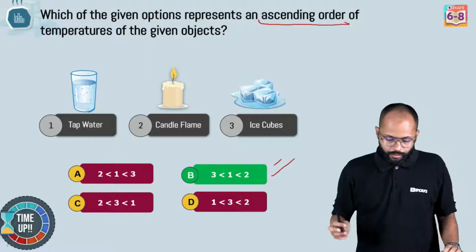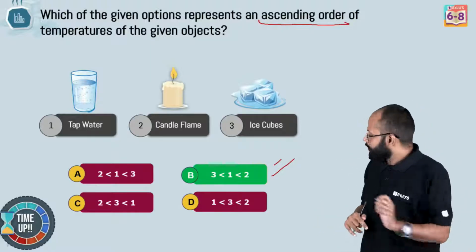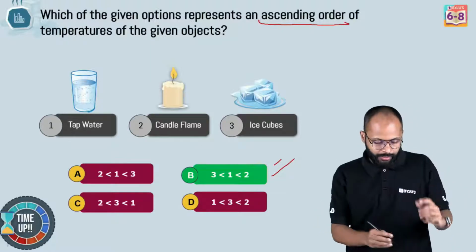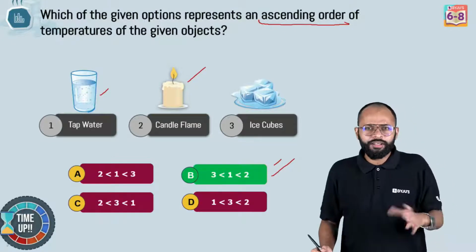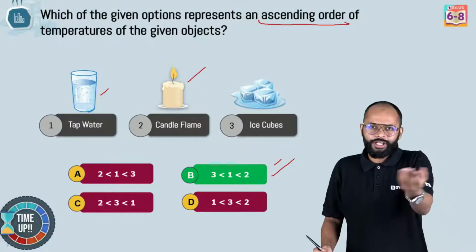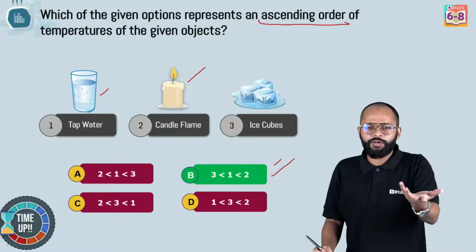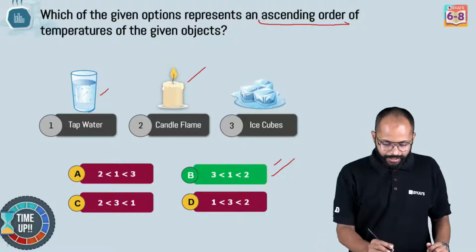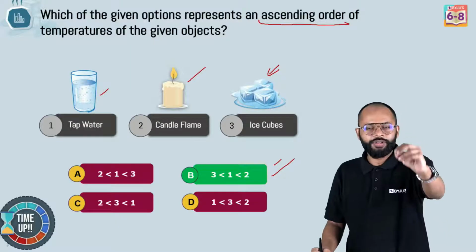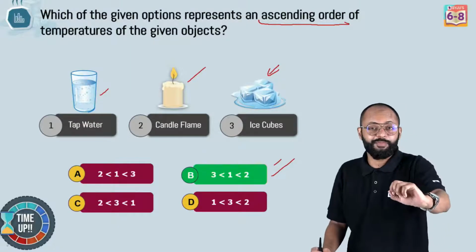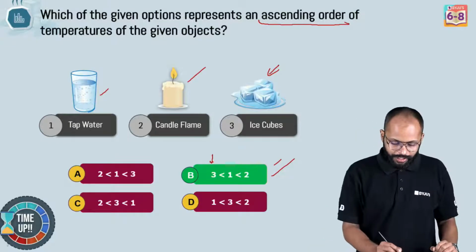So, which of these three objects will have the lowest temperature? This is a candle flame, it's tap water. See, tap water is mostly room temperature, hai na? Whatever the room temperature is, that's the temperature for tap water also, right? So that's why. One thing is sure, ice is cold, right? It has to have the lowest temperature, right? So that's why 3 is lowest.